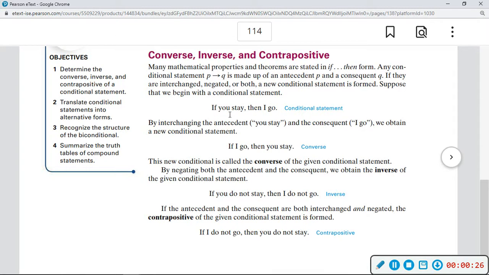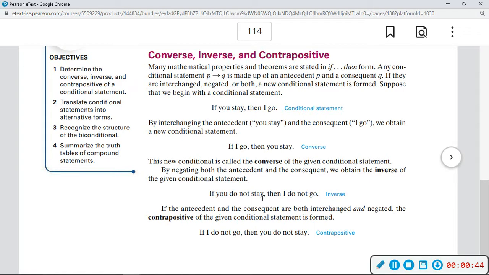So conditional if, then form. This first example says, if you stay, then I go. There is a converse which says, if I go, then you stay. It just changes the order. The back is now the front and the front is now the back. So converse changes the order.